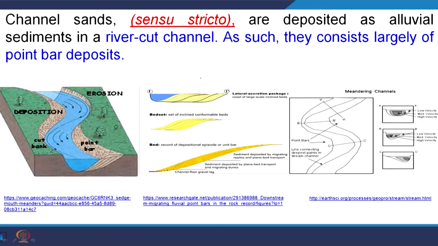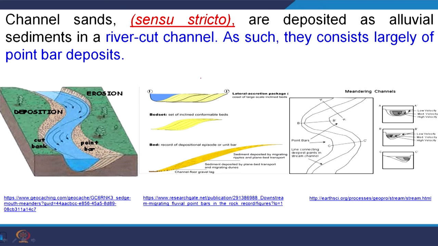So, channel sand, if we are using this terminology sensu stricto, that means cut-and-fill structures, are deposited by alluvial sediment in a river-cut channel. So, that means we will not use channel sand deposit in a delta environment or in the river mouth, or where it is influenced by tides. Channel sand, used sensu stricto, is used in a fluvial environment only.